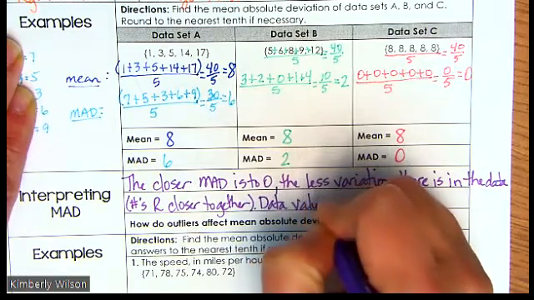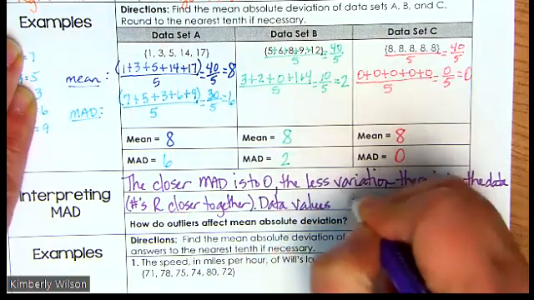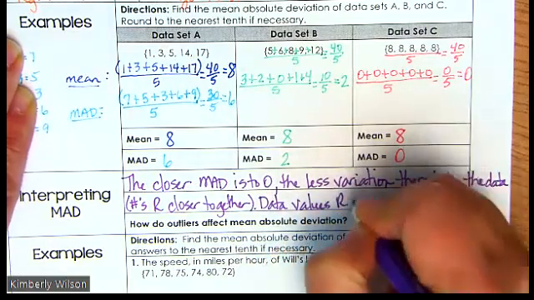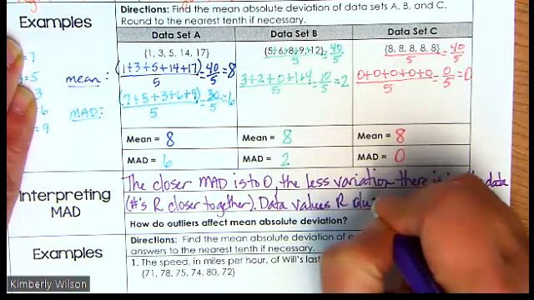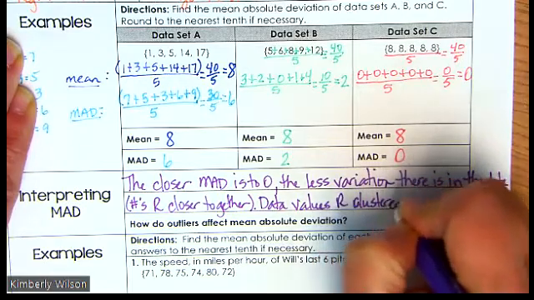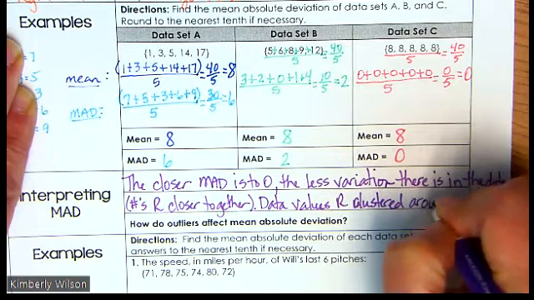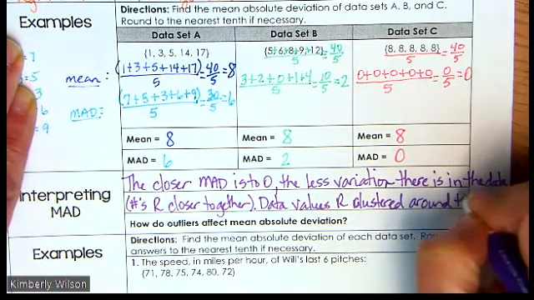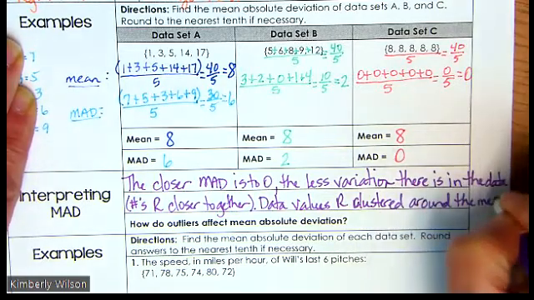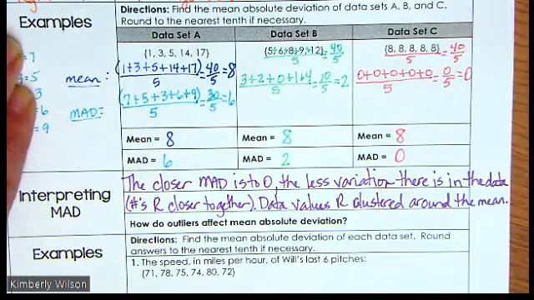Data values are clustered around the mean. That means they're closer to the mean.